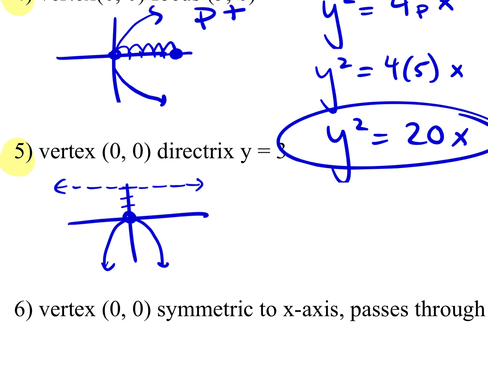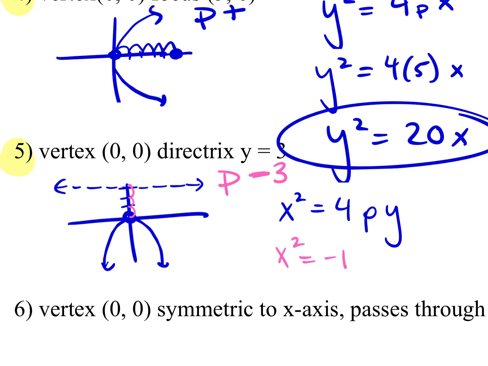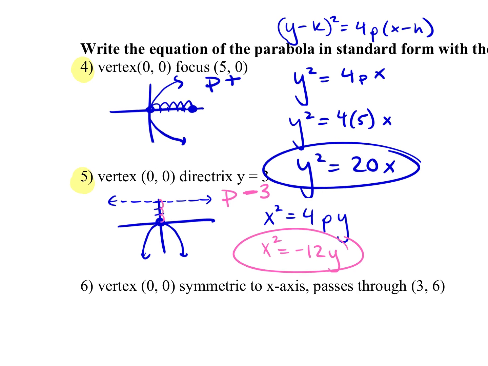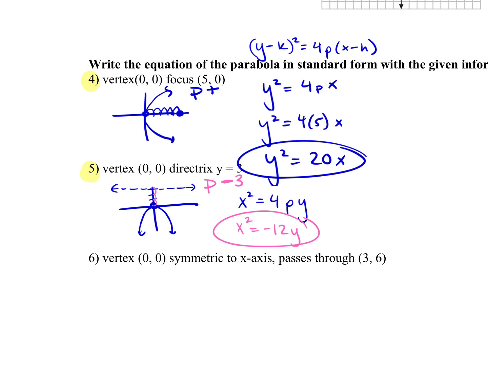If our parabola opens down, is it x squared or y squared? X squared. So x squared equals 4py. And is p positive or negative if our parabola opens down? P would be negative. And p is the distance from the vertex to the focus, or here from the vertex to the directrix, we have 3. So p would be negative 3. So x squared equals negative 12y. So again, we're giving you the formulas. You just have to know what to do with them. Any questions here?